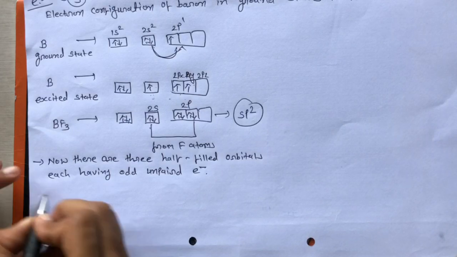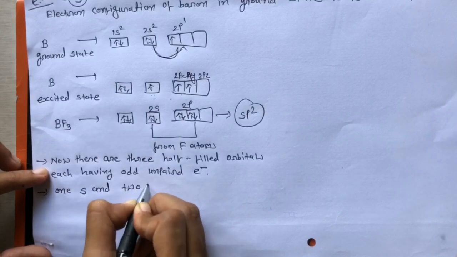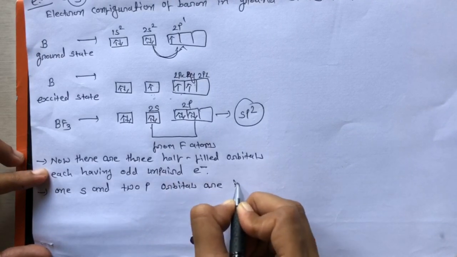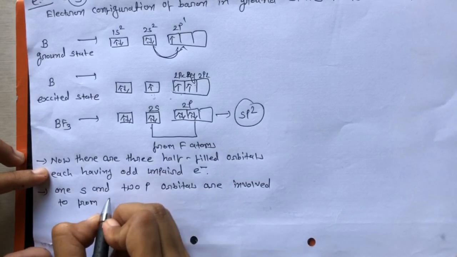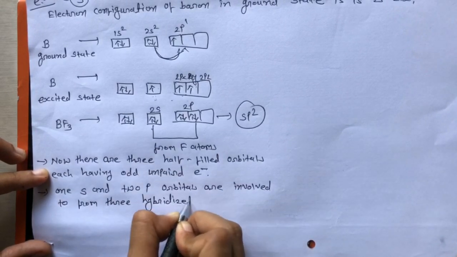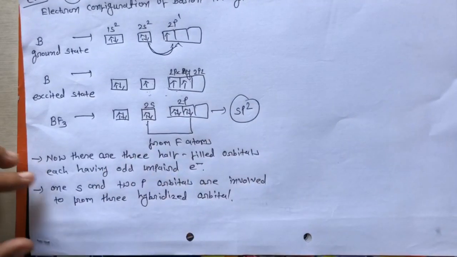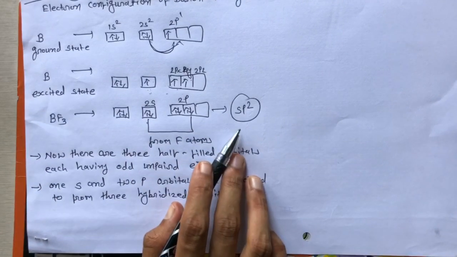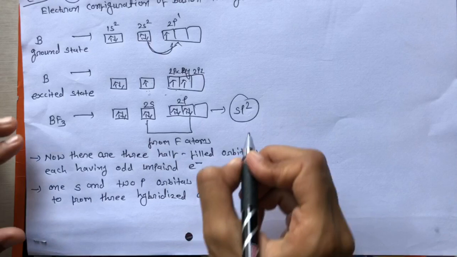Now in the above case, 1s and 2p orbitals are involved to form 3 hybridized orbitals. These 3 hybridized orbitals, right? And this type of hybridization is called sp2 hybridization. It is a trigonal hybridization. It is in a trigonal shape, right?